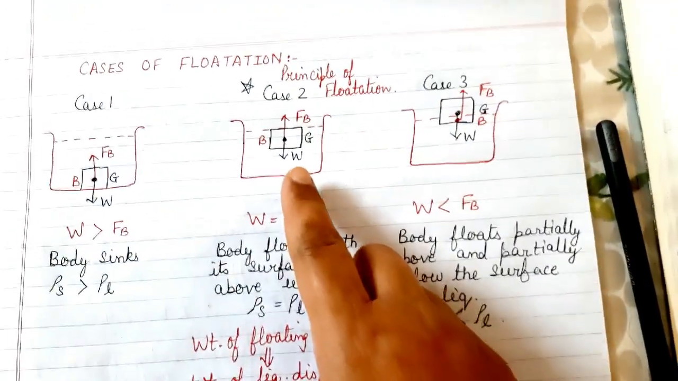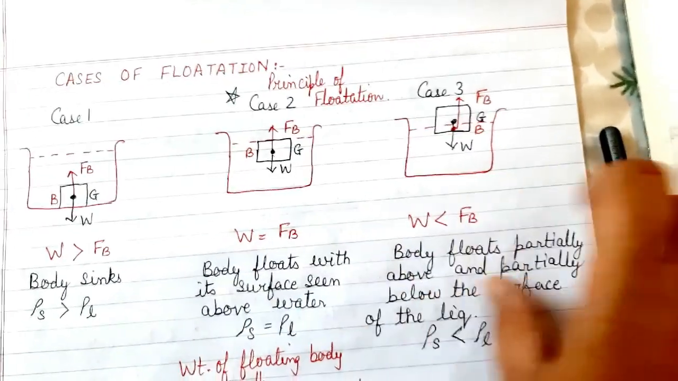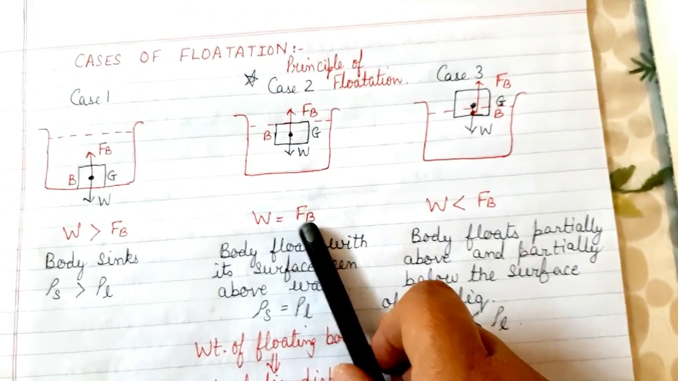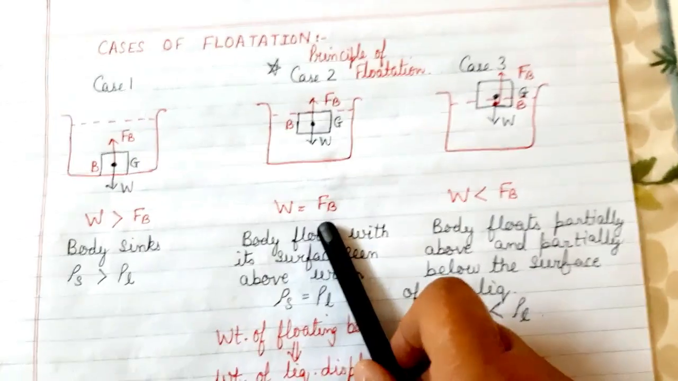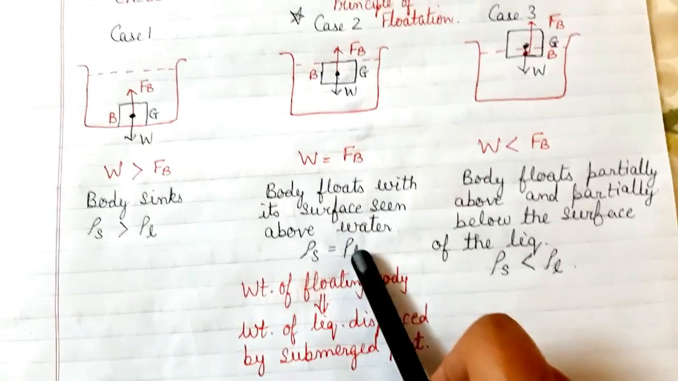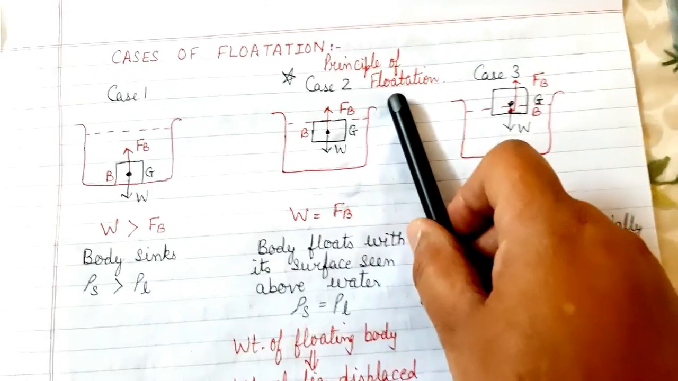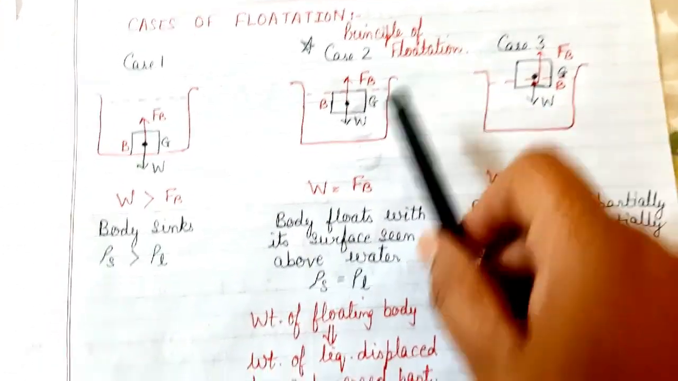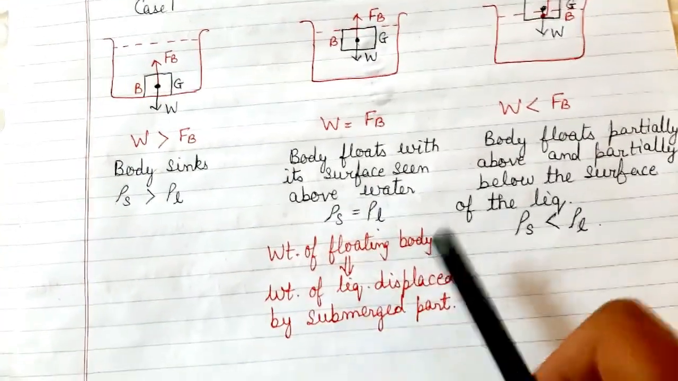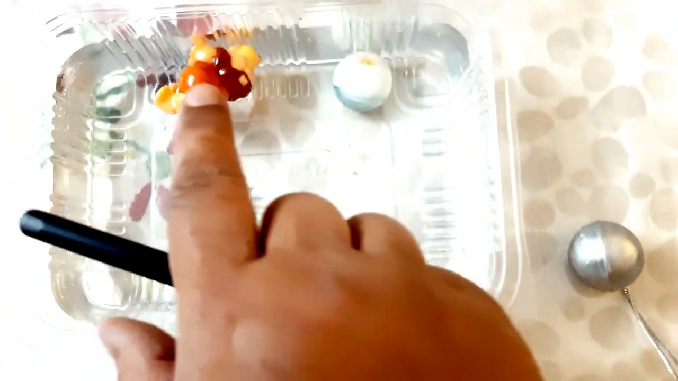And look at this diagram now. What can you see over here? The body is floating with only its surface above the surface of water, and here the weight of the body is equal to the buoyant force. Okay, when does this happen? When the density of the solid equals the density of the liquid, and this case 2 is a special case. You see I have drawn a star. This is called the principle of flotation. What does principle of flotation state? It states that the weight of the floating body is equal to the weight of the liquid displaced by the submerged part of the body. So this represents case 2.